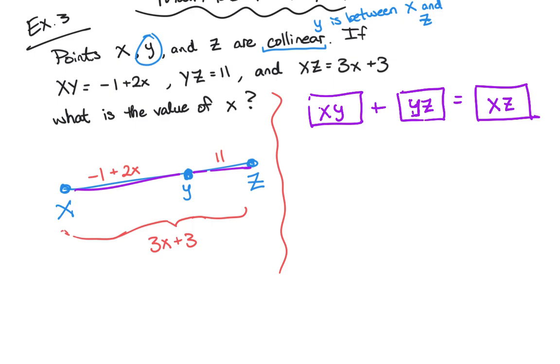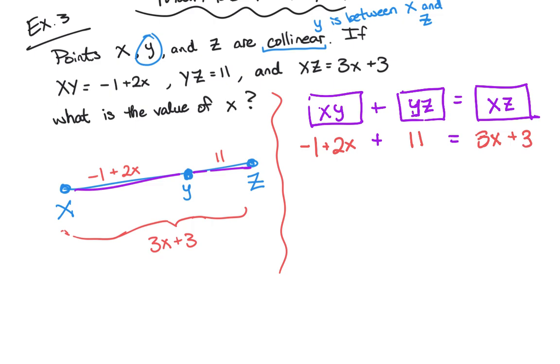Now let's use the substitution property and plug our numbers in. XY we're just replacing with its value, -1 plus 2x. Plus YZ, which is worth 11, so write 11. Equals XZ, which is 3x plus 3. All right, so everything's in the right place.